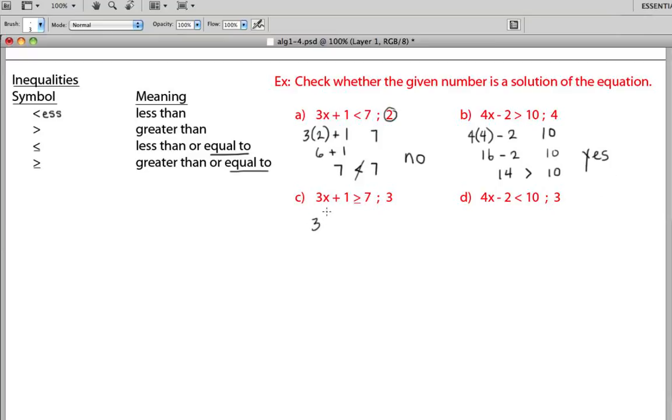Let's look at these. I'm going to plug in this 3 in for x. Put the 7 over here. 3 times 3 is 9. 9 plus 1 is 10. We'll bring down this symbol. This says 10 is greater than or equal to 7. And since 10 is bigger than 7, the answer would be yes.